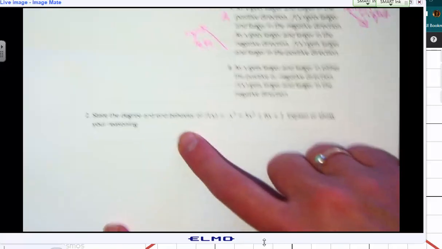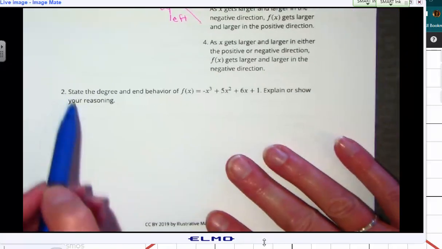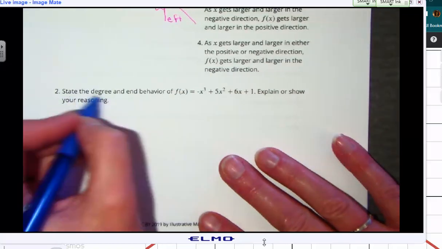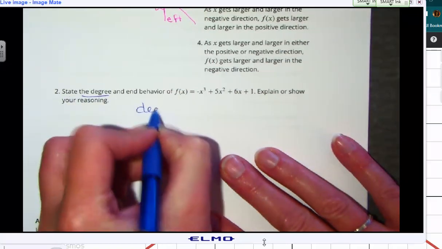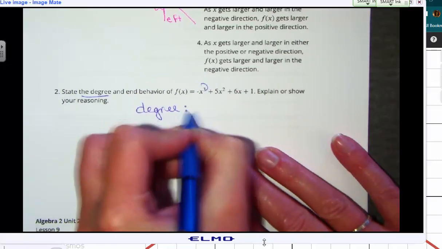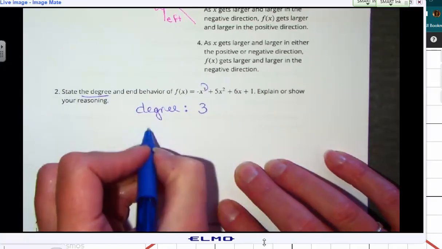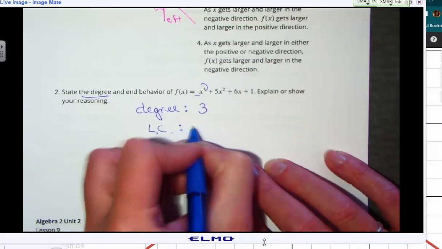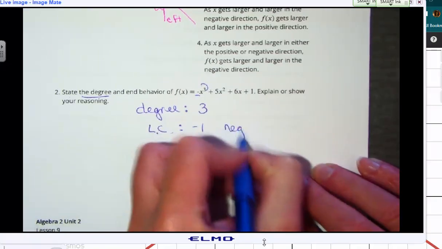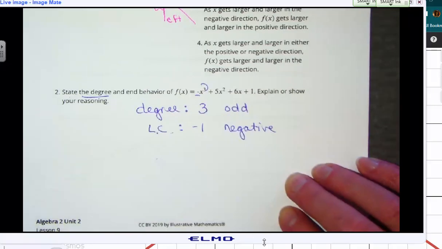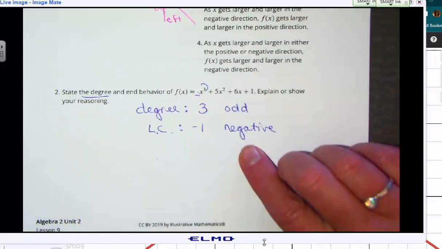Let's go check out number 2. It just asks the degree and the end behavior of what's going on here. So first thing I'm going to say is find the degree. The degree is 3. It's the highest exponent. I look for the number in front of that term. It's a -1. So I have an odd degree, a negative leading coefficient.